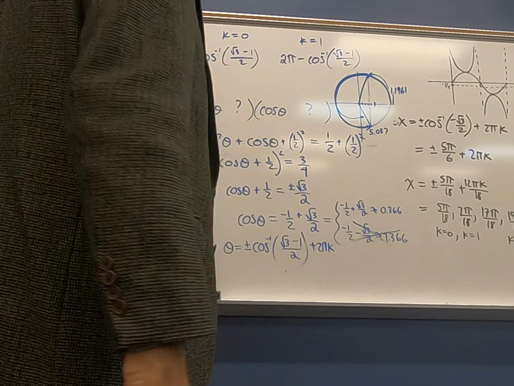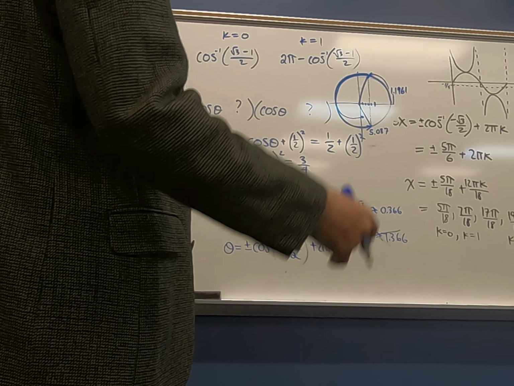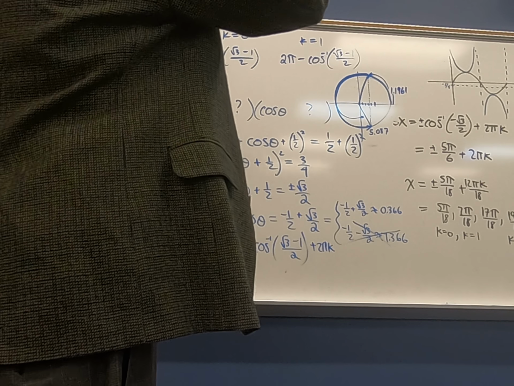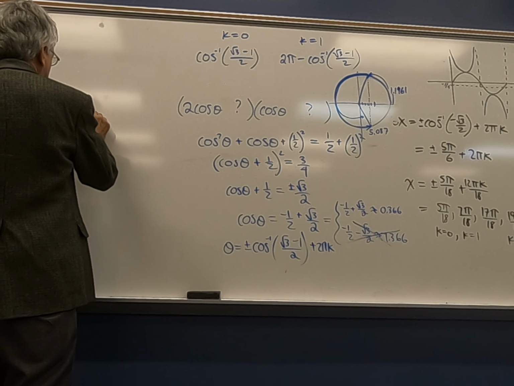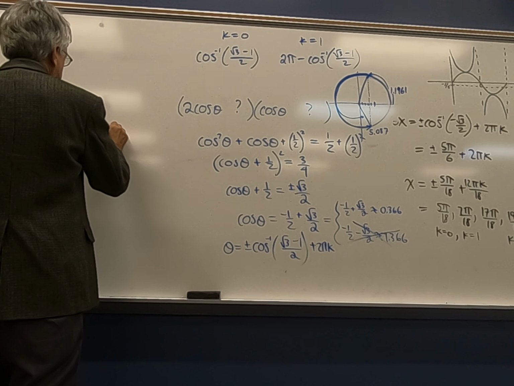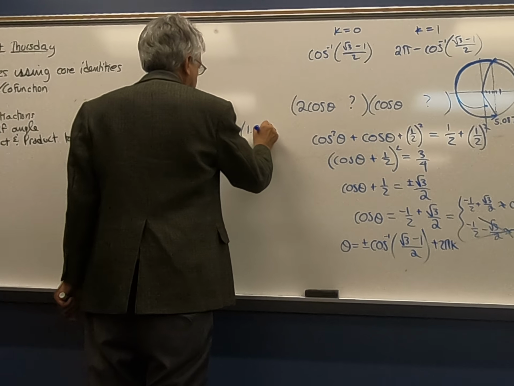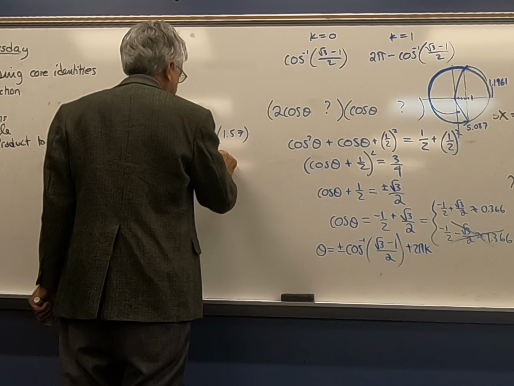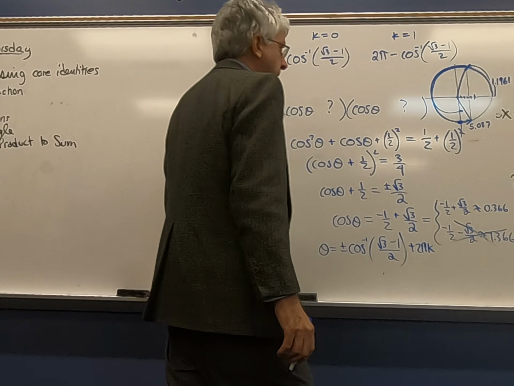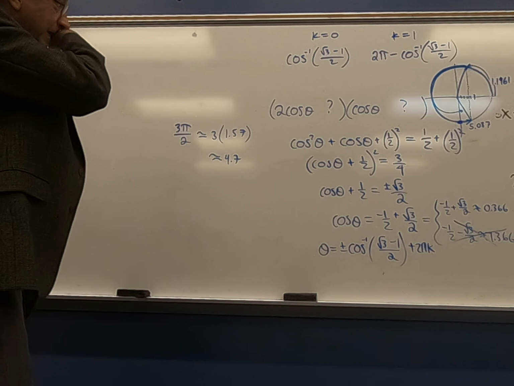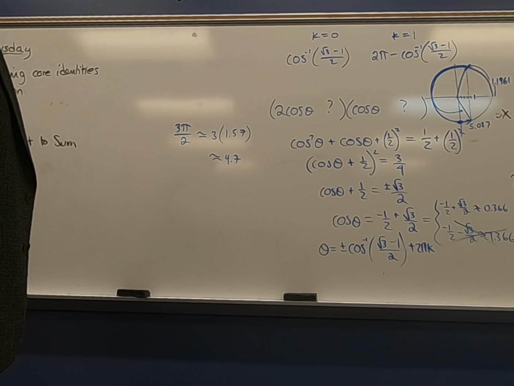Where 3 pi over 2 is about 4.5, I believe. 4.7, is that right? What's 3 pi over 2? It's approximately 3 times 1.57, right? Yeah, so that's approximately 4.7. So that's the South Pole, right? 4.7. So I'm just a little bit beyond there. Yeah, that seems right, huh?